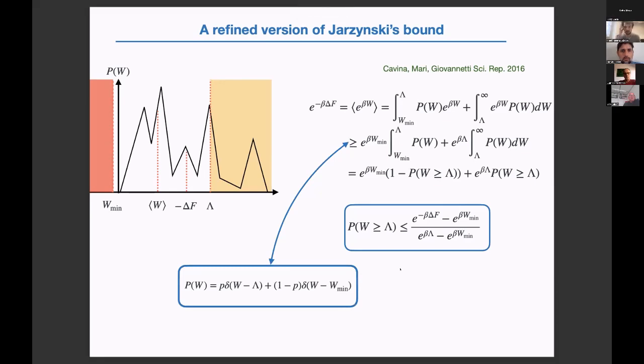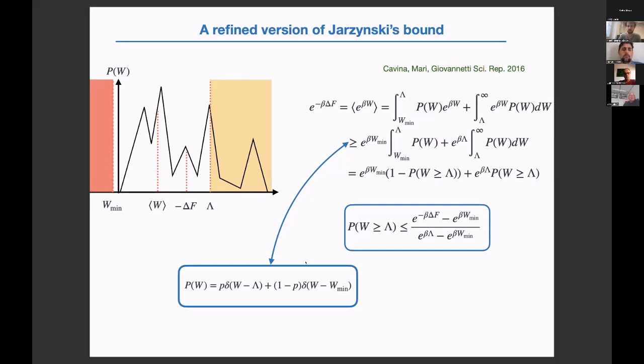Now, it's important to notice that to saturate this inequality, you need this kind of distribution. So you need a two-peak distribution where you only extract work either when you are at this desired parameter lambda or when you are at the penalty. Because otherwise, if you have any other probability, then this would be a strictly lower bound.